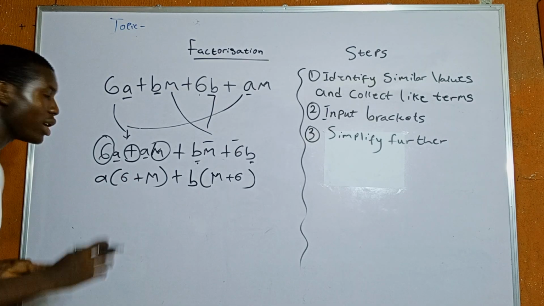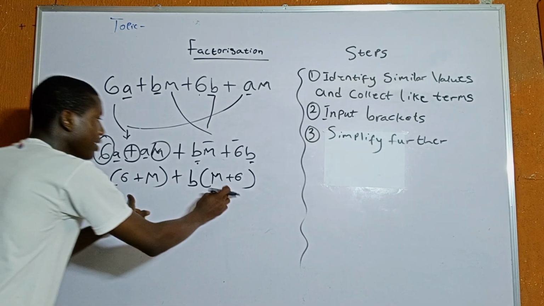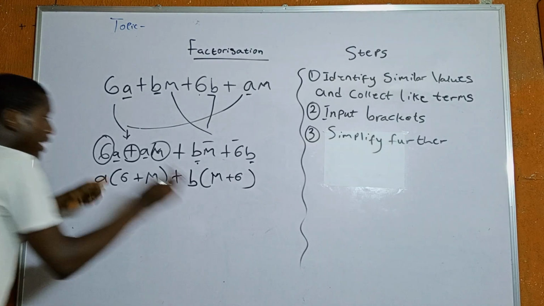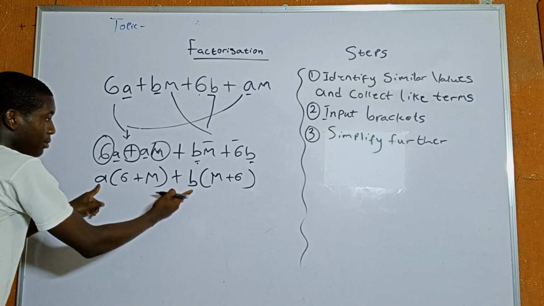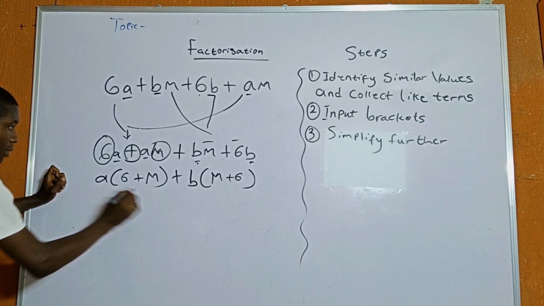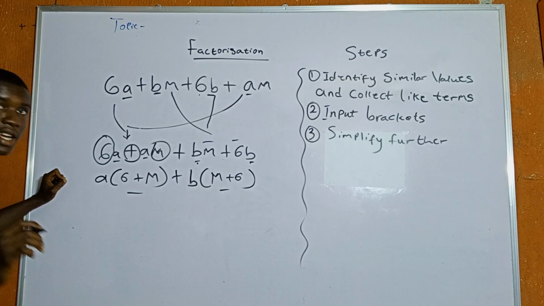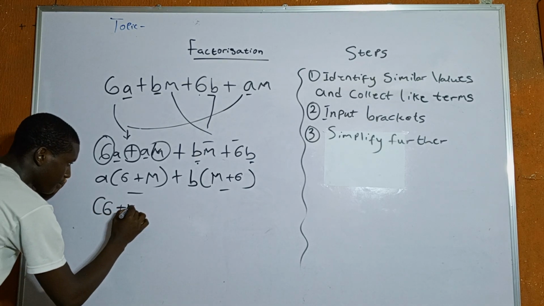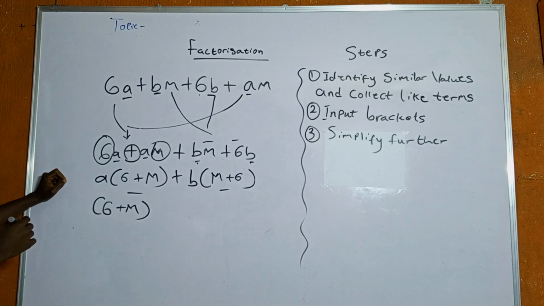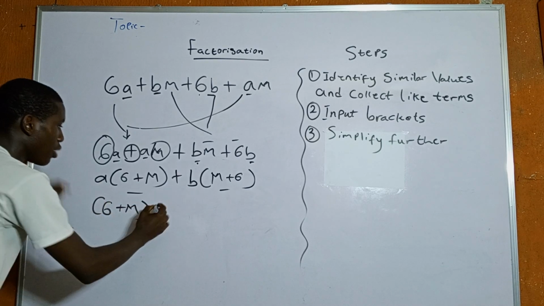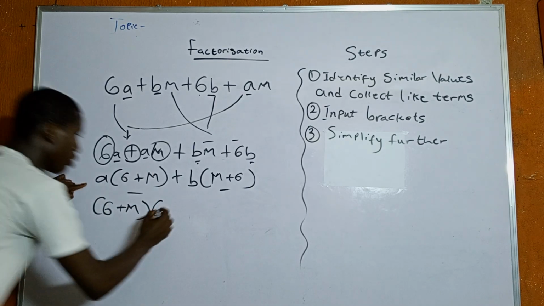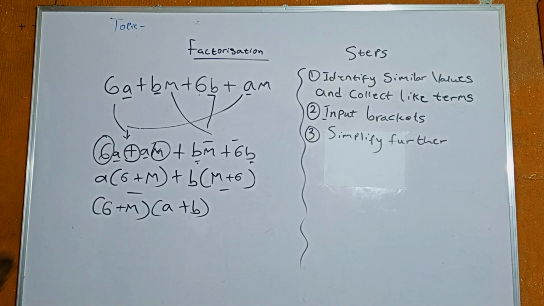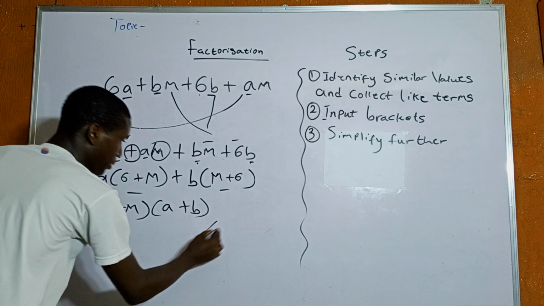So what we are going to do again is to now combine these values that are also similar in order to refactorize those ones that are not similar here. So this one and this one are similar. So let's bring it out. We have 6 plus M. Open brackets. Then these ones that are not similar, we open another bracket for it and we put A plus B. And that is how to factorize expressions.